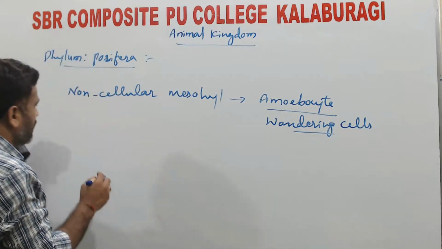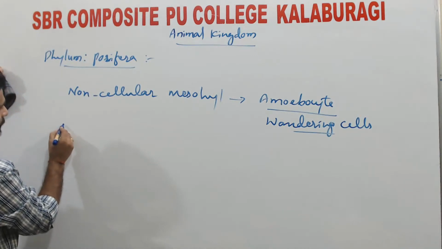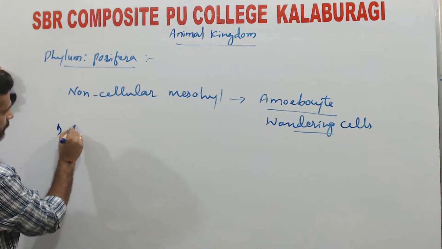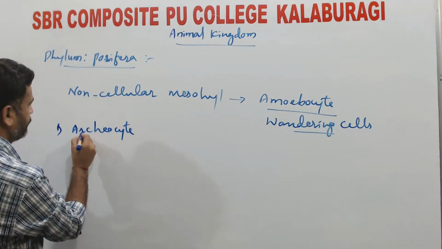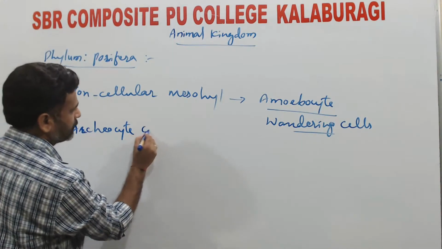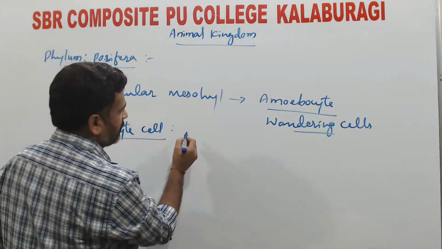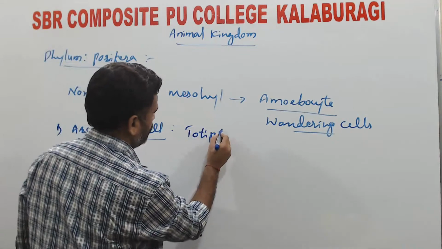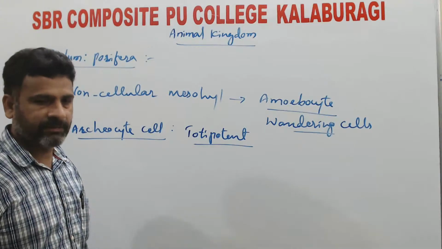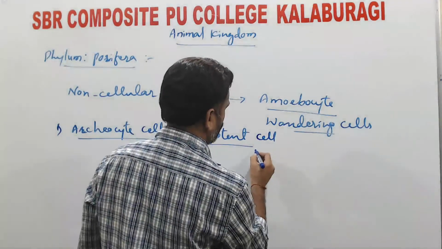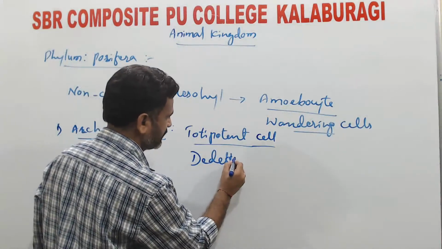From these amoebocyte cells, particular types of cells are derived. The first one is the archaeocyte cell. These archaeocyte cells are totipotent in nature. They are referred to as totipotent cells, and are also referred to as dedifferentiative cells.